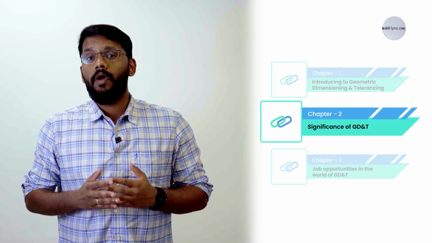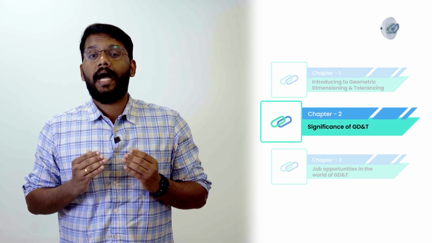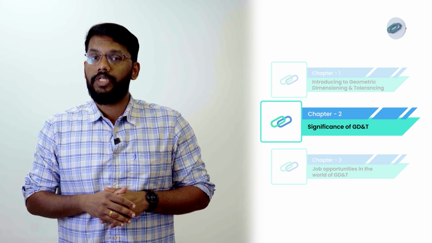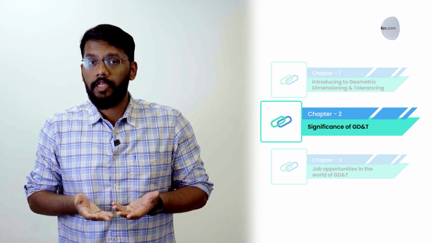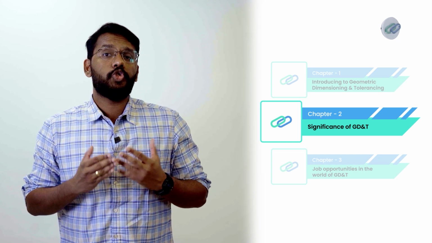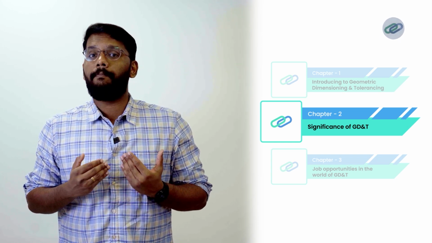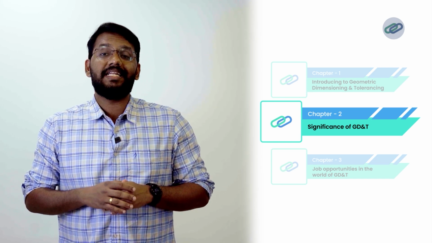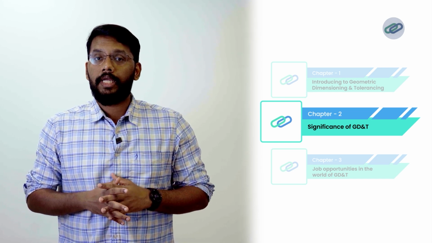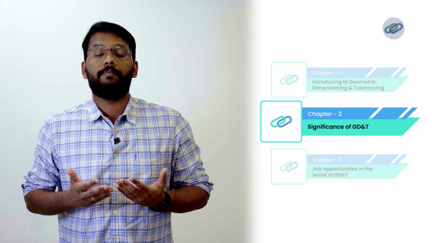In the second module, we will see a simple demo to highlight the practical significance of GD&T. From identifying the challenges of traditional dimensioning methods to understanding how geometric tolerancing eliminates ambiguity, this module will demonstrate why GD&T is indispensable for manufacturing, inspection, and delivering high-quality products.